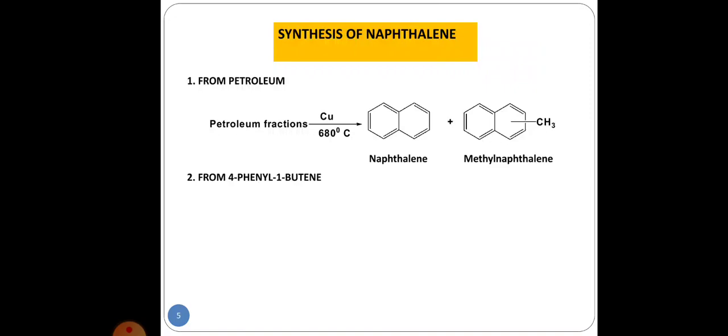Coming to the different methods of synthesis of naphthalene at the industrial level. First one, from petroleum. Petroleum fractions, when passed over copper catalyst at 680 degrees centigrade, give naphthalene and methyl naphthalenes. Methyl naphthalenes are separated and converted into naphthalene by heating with hydrogen under pressure, which is also known as dealkylation.